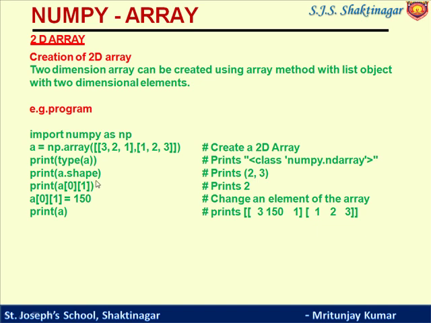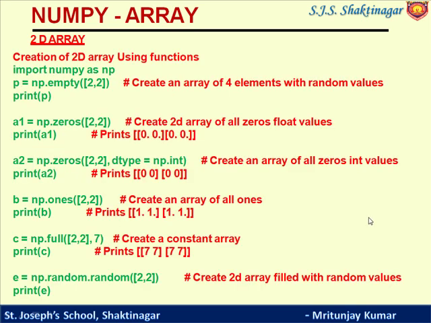A.shape: it contains 2 rows with 3 columns, so it will print 2, 3. Similarly, if I want to print the element at index 0, 1, I will write print a[0, 1]. You can see index 0, 1, it will print 2. Now similarly, a[0, 1] is equal to 150. So if I change it and print it, it will print 3, 151, 3 and 1, 2, 3.